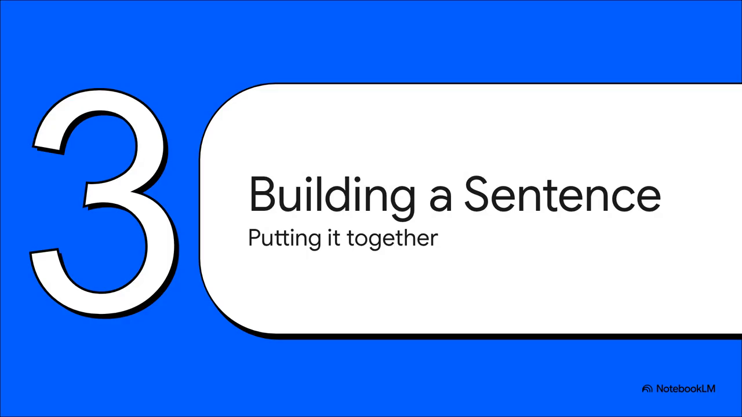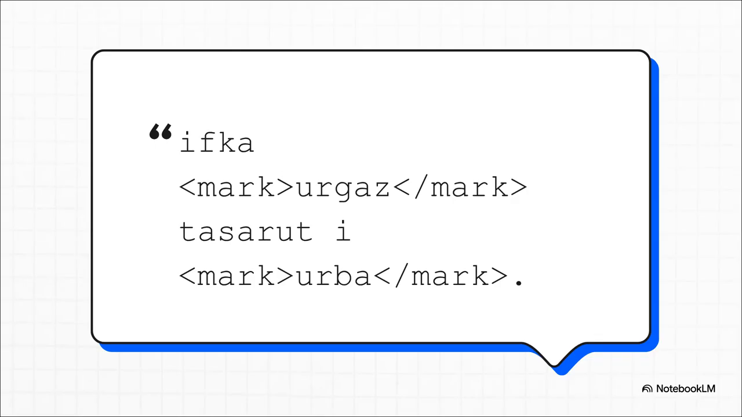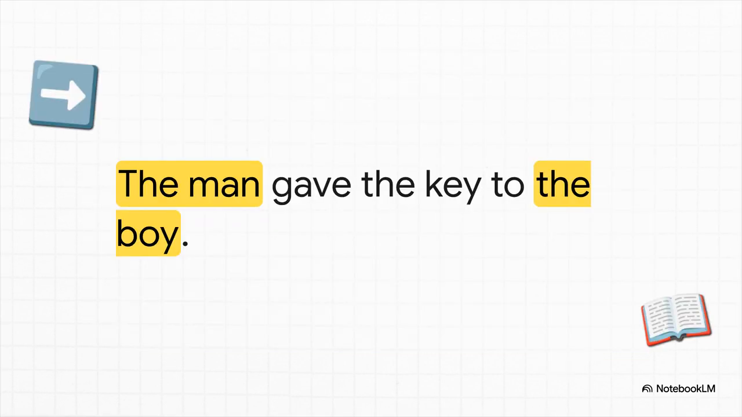Okay, so we've got our shape-shifting nouns and our specialized verb toolkits. Now for the really fun part. Let's actually build a sentence and see this incredible architecture in action. Okay, here it is. Ifka argaz tasarut I urube. Now let's just take a breath and break down what's happening here piece by piece. First things first, what does it even mean? The translation is, the man gave the key to the boy. Simple enough. Okay, now let's go back and deconstruct the Tamazight version.